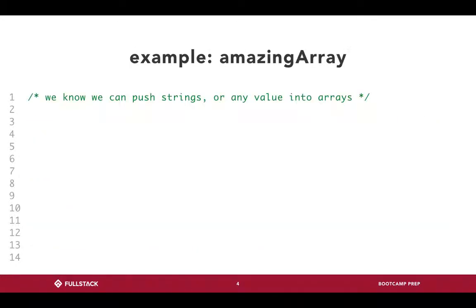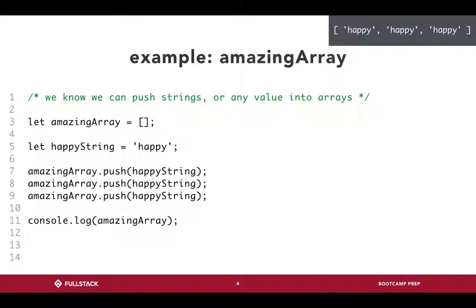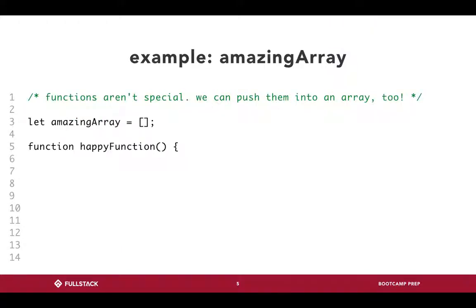So over here, we've seen that we can store a bunch of strings, numbers, whatever, in arrays, but we can also, okay, we're not there yet. We're just going to have this variable, string value happy. We push in that value three separate times. We log out the array. That makes sense, right?